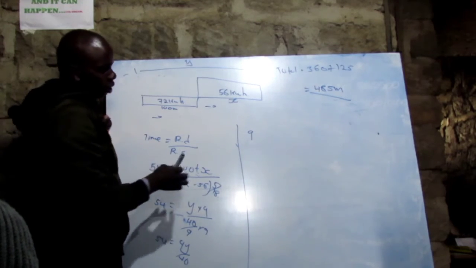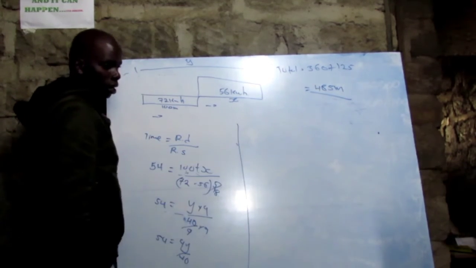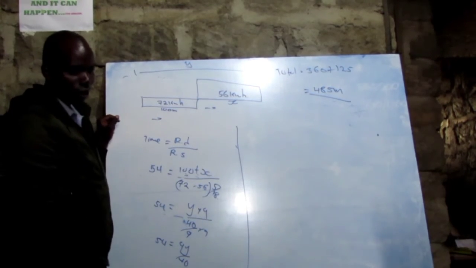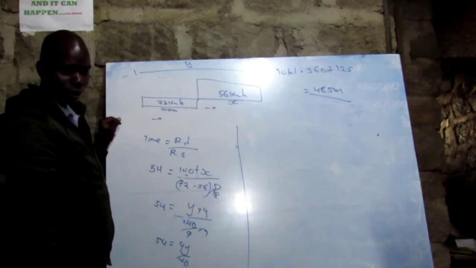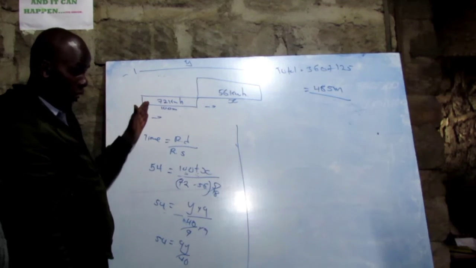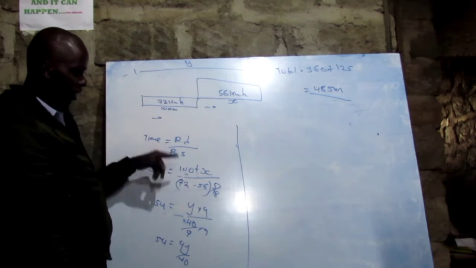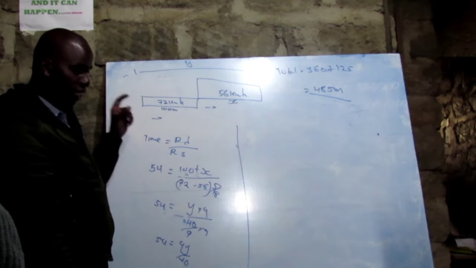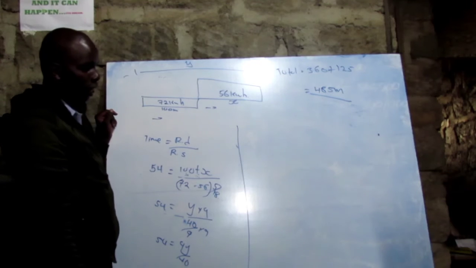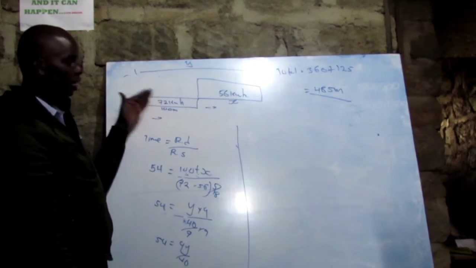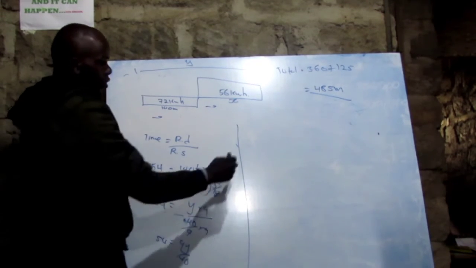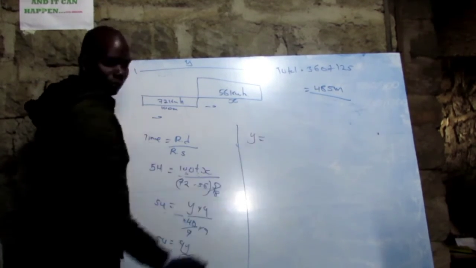So what's the answer? I said relative speed: if they are moving in the same direction, you get their difference. And relative distance is the total length of the trains. Let us say the total length of the trains is y. We get y minus 100. So what did you get for y?